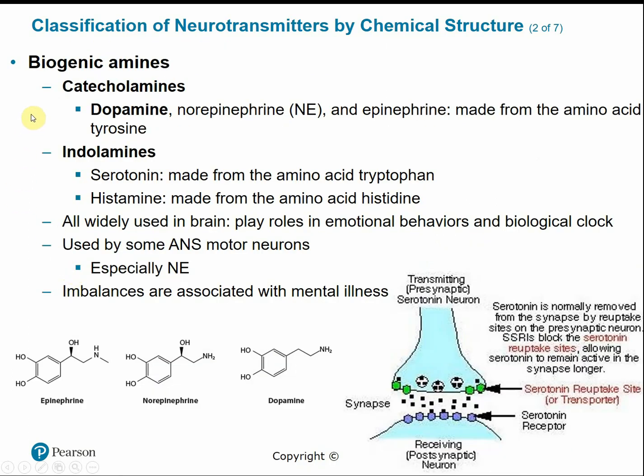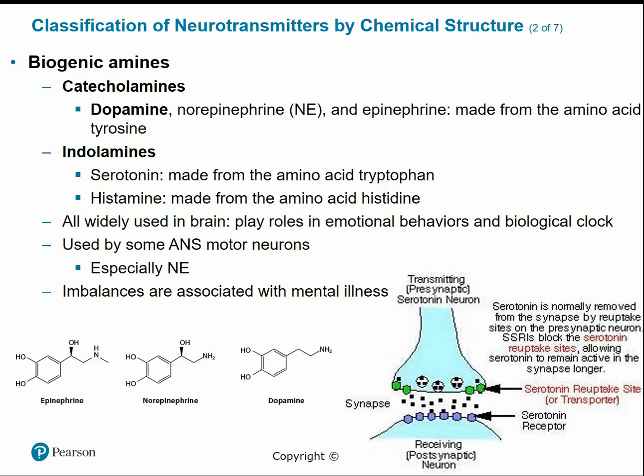Another class of neurotransmitters are biogenic amines. These include a couple different types. Catecholamines are things like dopamine, norepinephrine, epinephrine. All these have in common is that they're made from the same amino acid, looking at their chemical structure. Indolamines are things like serotonin and histamine. Histamine is one of the primary inflammatory chemicals in the body.